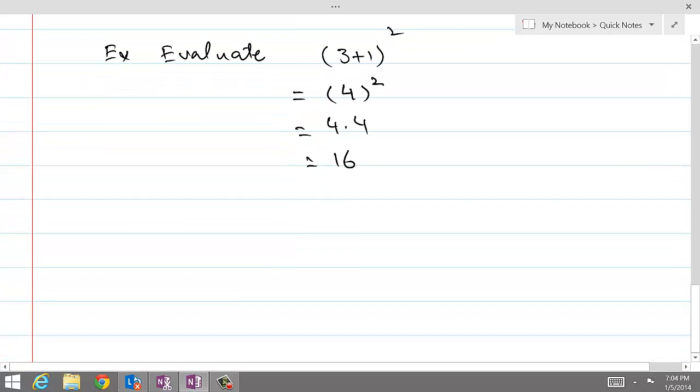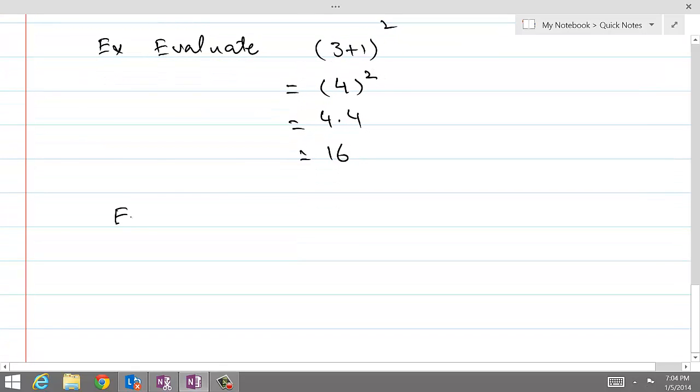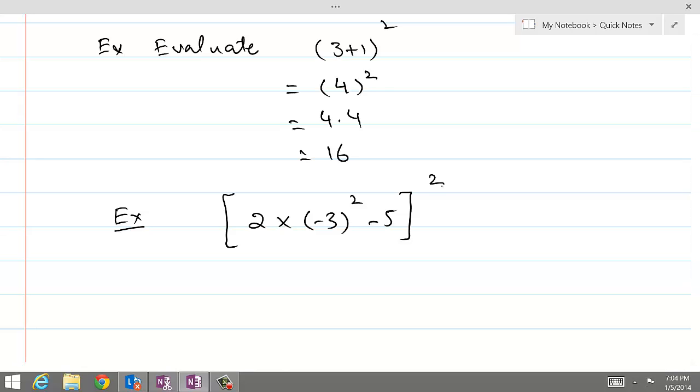So this way we can convert 4 square in exponential form to its equivalent standard form. Let's do another question here. In this question, we are going to multiply 2 times (minus 3 power 2 minus 5) whole bracket 2. Now we have an exponent, we have brackets, and we have the smaller brackets which are called parentheses. So we will first calculate the bracket. We always calculate from inside out.